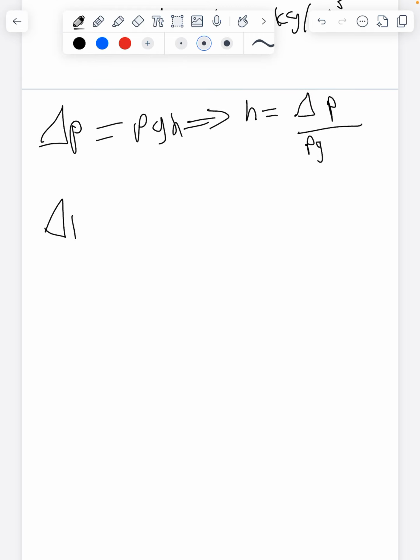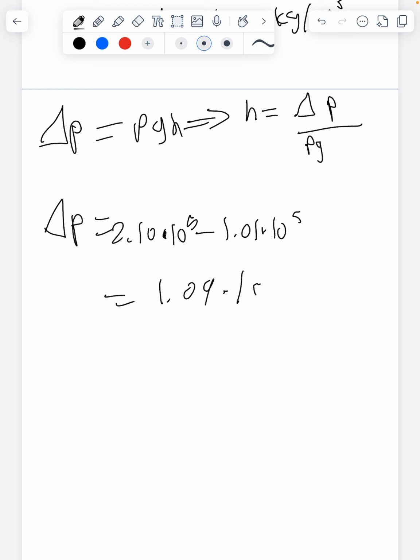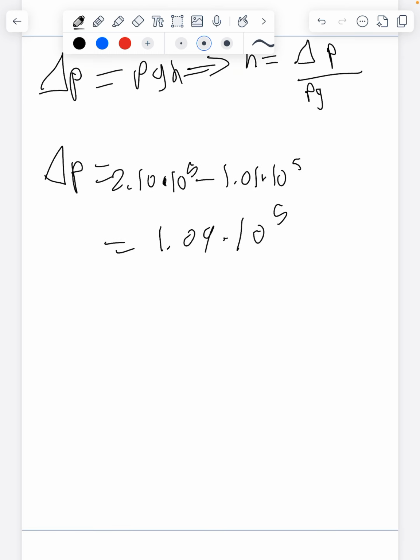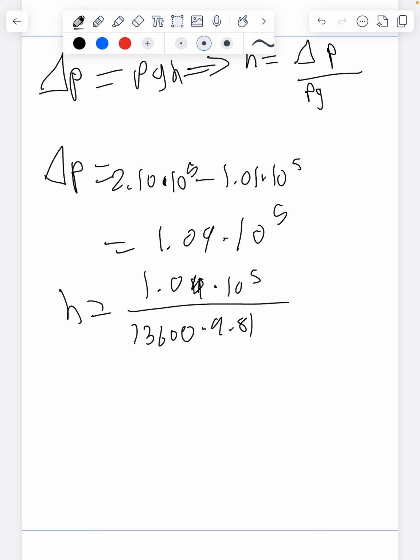Okay, change in P equals 2.10 times 10 to the fifth power minus 1.01 times 10 to the fifth power. That will equal 1.09 times 10 to the fifth power. Then you put that for H. That'll be 1.09 times 10 to the fifth power all over that. And then that will equal 18 millimeters.